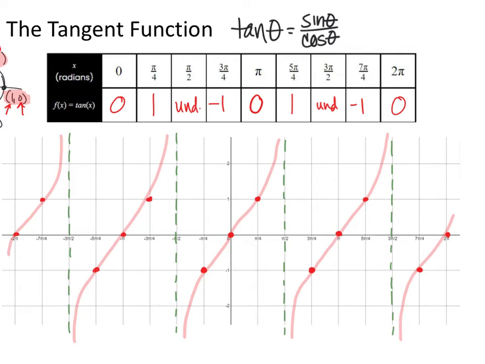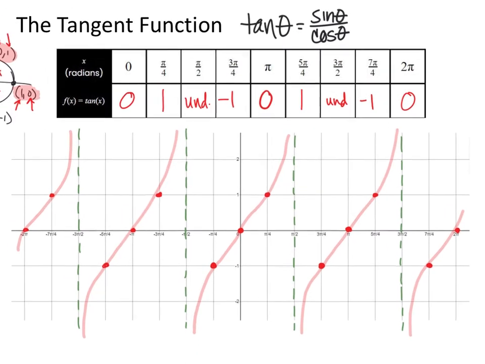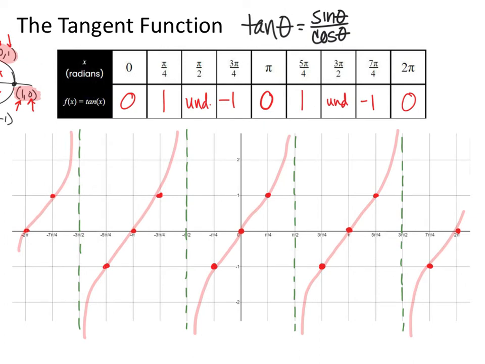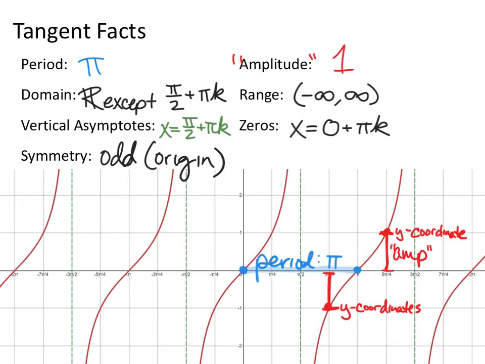A couple of things that I want you to note about tangent, not that it's going uphill, that's the wrong way to think about it, but these pieces, each little section separated by vertical asymptotes has increasing values. So tangent is increasing on each little domain, and it begins at 0 since sine begins at 0. That'll help us identify the tangent graph.